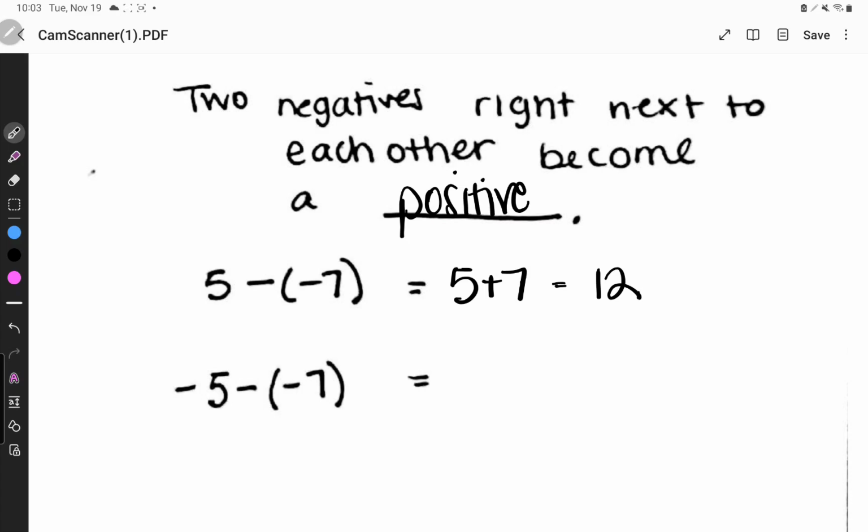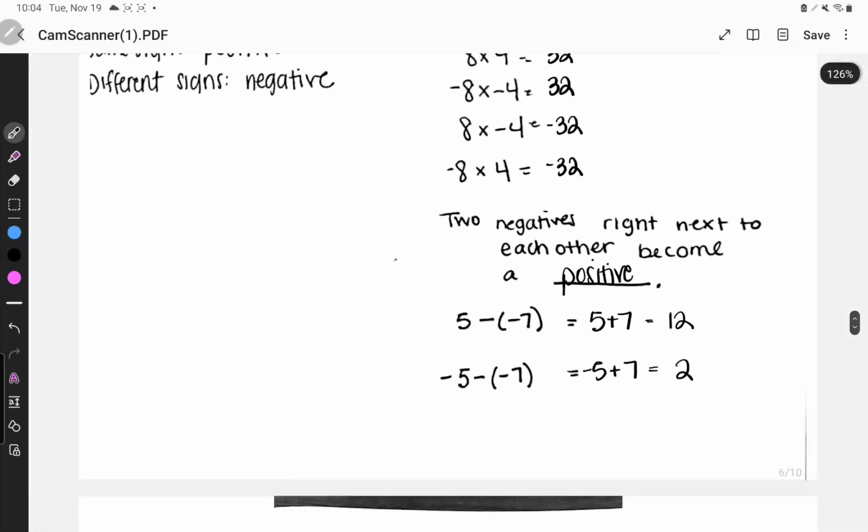And this one turns from -5 minus -7 to -5 plus 7. This is different signs subtract. So 7 minus 5 is 2. And I keep the sign of the bigger number, so it's positive.